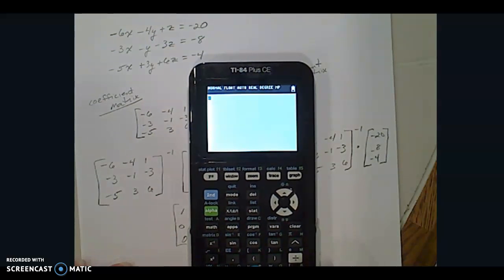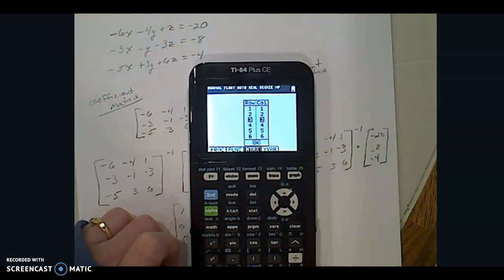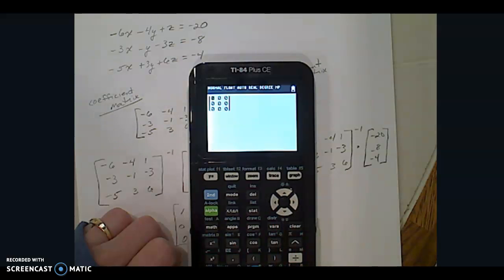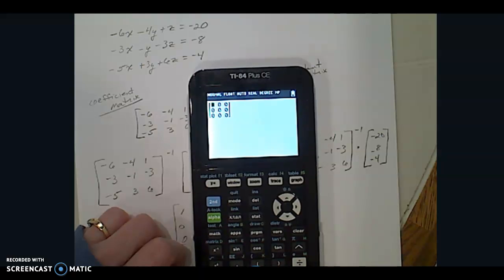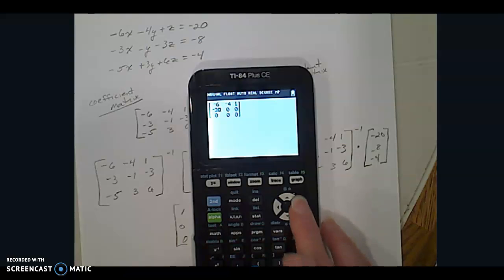So on your calculators, to access the matrix grid, you're going to hit alpha zoom, and then this is where you can move your cursor up or down to identify what you're plugging in. I have a 3 by 3 here, so I'm going to leave it here and press OK. And then I'm going to type in my elements here. So -6, -4, 1, -3, -1, -3, -5, 3, and 6.